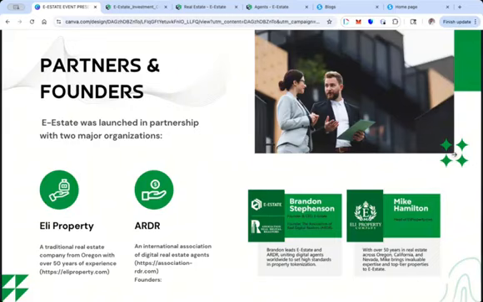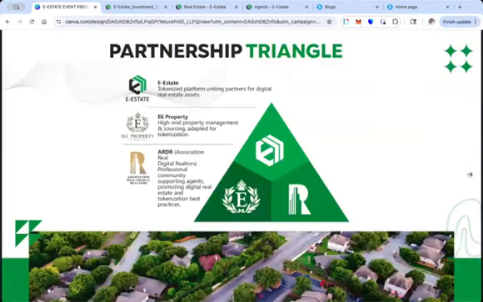Now, the next gentleman that I want to talk about is Mike Hamilton, who's the head of Eli Property, and he is the one that has his boots on the ground out there looking at different real estate properties so that we'll have phenomenal properties that we're able to participate in. So that is our partnership triangle there. The partnership triangle of success is what I call it, all right?